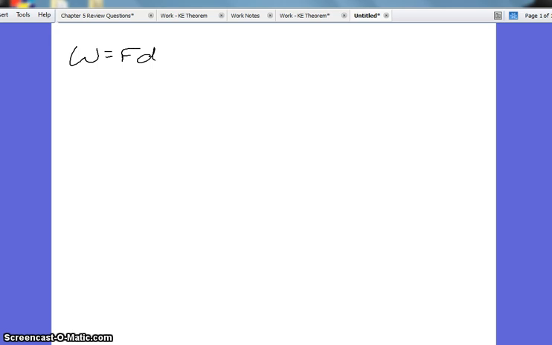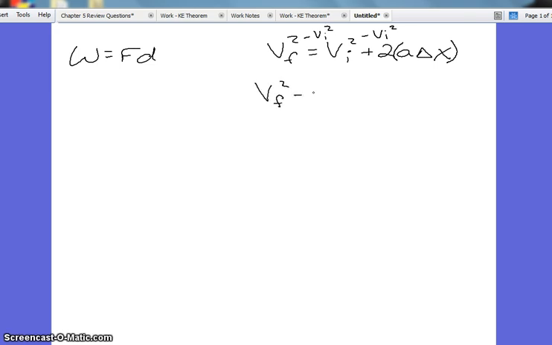So we're going to look then at another equation from back in the beginning of the section, which is the final velocity squared equals the initial velocity squared plus twice the acceleration times the displacement. And what we're going to do is solve for the acceleration times the displacement. So we subtract vi squared on both sides, and we have vf squared minus vi squared is equal to twice the acceleration times the displacement.